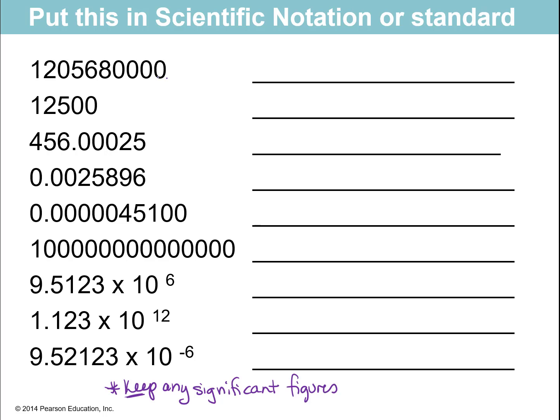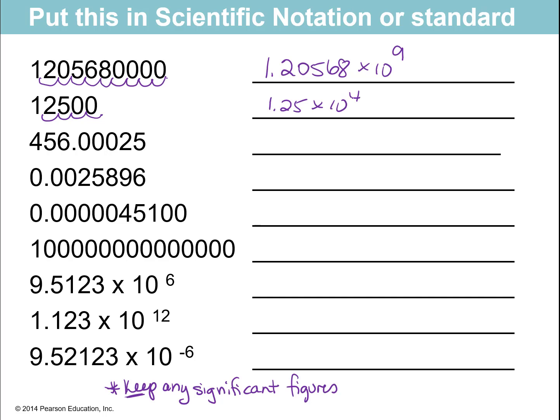So the decimal place is at the end, so it goes 1, 2, 3, 4, 5, 6, 7, 8, 9. So 1.20568 times 10 to the 9th. Okay, everybody got that one? 12,500, no decimal place on the end because I don't see it. Those zeros, there's no decimal place in the number, so it's 1, 2, 3, 4. So 1.25 times 10 to the 4th.